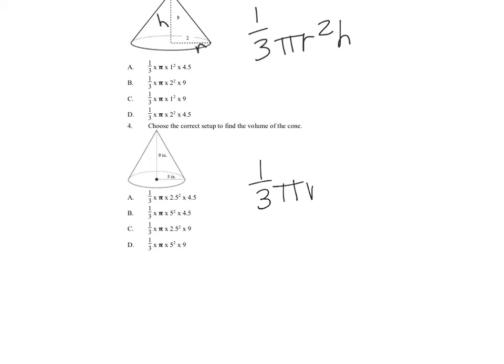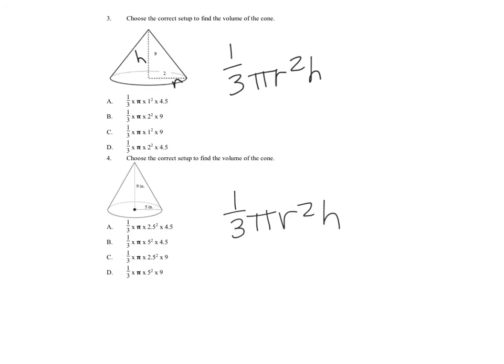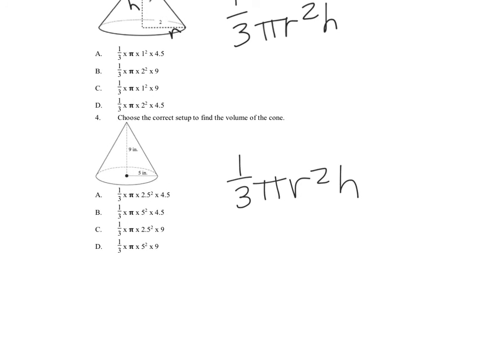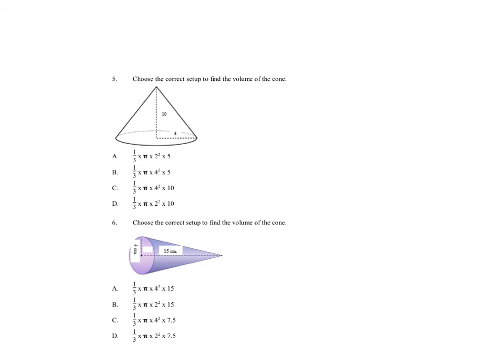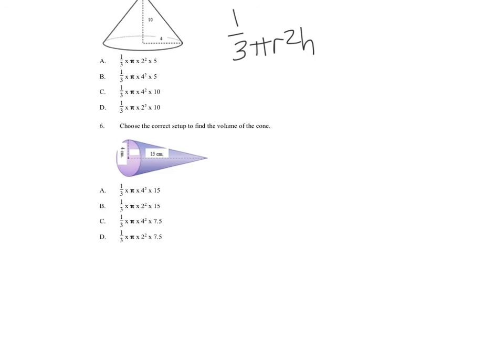This one, these are both pretty self-explanatory. There's no dividing that needs to happen. They gave you the radius on both. Same thing here. And same thing here, even though it's twisted sideways. So 1/3 times pi times radius times the height.